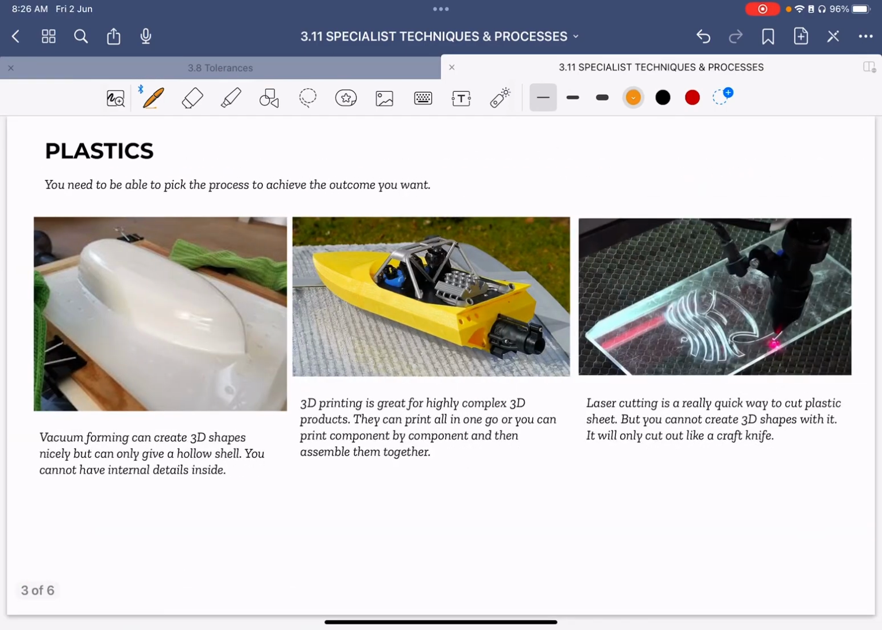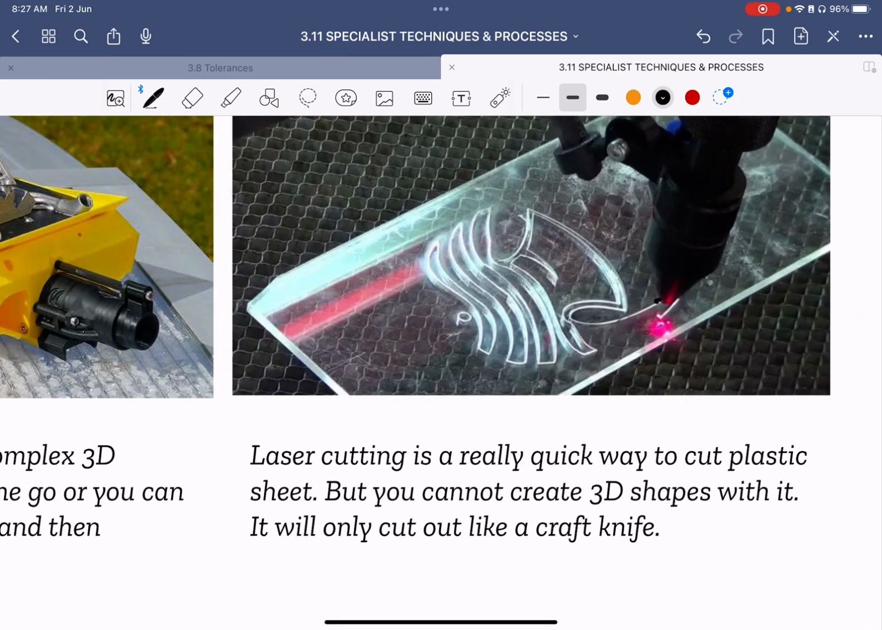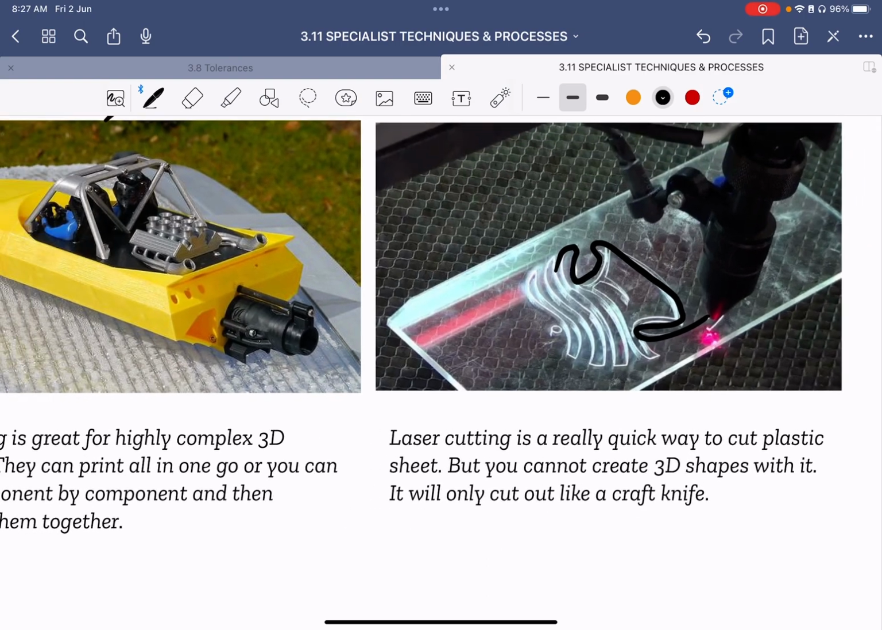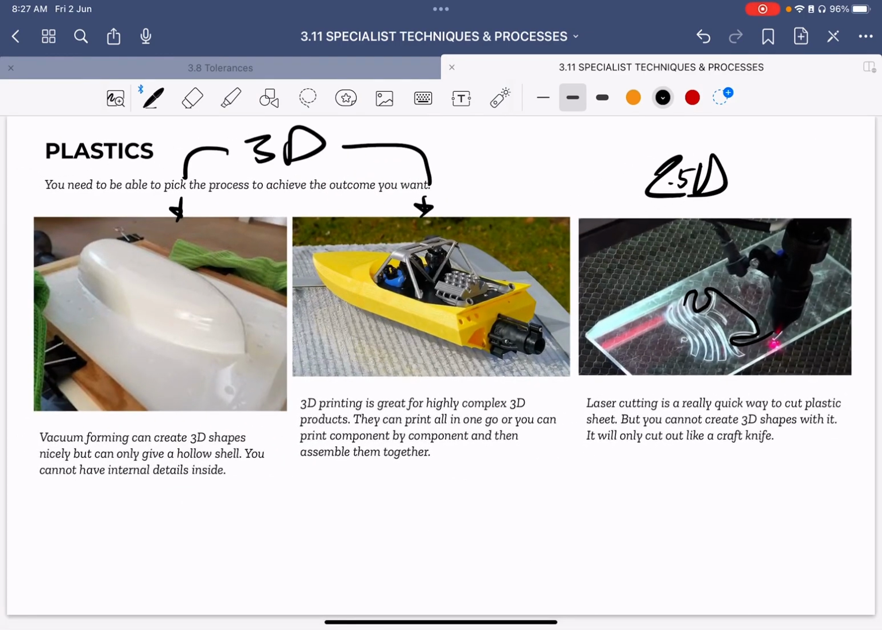All right, let's move on to plastics. Plastics in the workshop in school, they're broken down into either 2D, like laser cutting, or 3D, which is 3D printing and things like vacuum forming or thermoforming. 2D, or you could call it 2.5D maybe, because basically what this does is it's taking a shape and then it's just cutting a straight line through the material. It's not like it can make, say, that curvature of the boat. A laser cutter can't do that.